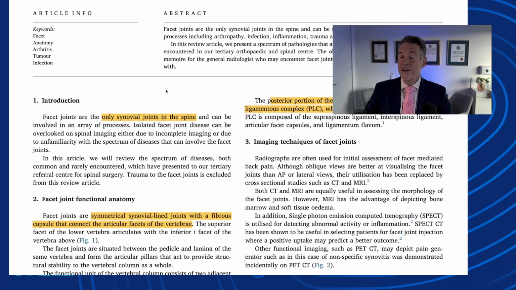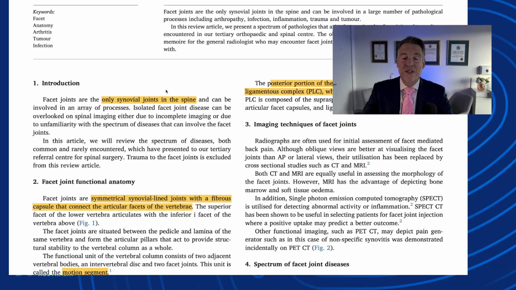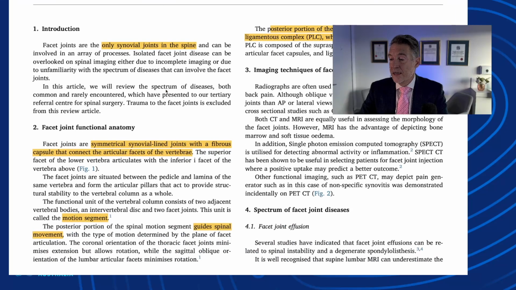So what are the facet joints? Well, they're called synovial joints. They're the only joints within the spine. They are symmetrical, which means there's one on each side. They have a synovium, which is the inner part of the joint, and they have a fibrous capsule surrounding the joint.